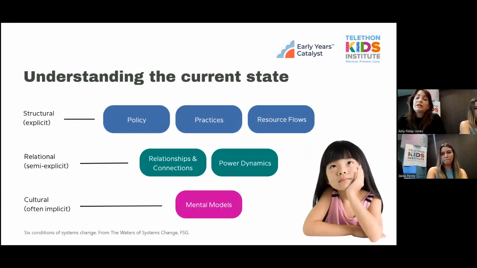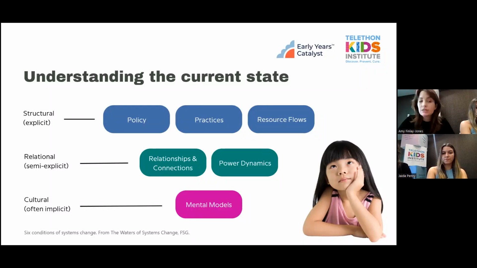In terms of understanding the current state and understanding systems change generally, which we say systems change like it's something fairly straightforward. It's obviously not, and it is very complex. But this model really helps us to understand the different ways that we can look at achieving change and what is really required if we are serious about transformational systems change. So often when we talk about change, we talk about change at the structural, explicit level. We talk about changing policy, we talk about changing practices, and we talk about changing resource flows. So where does the money go?